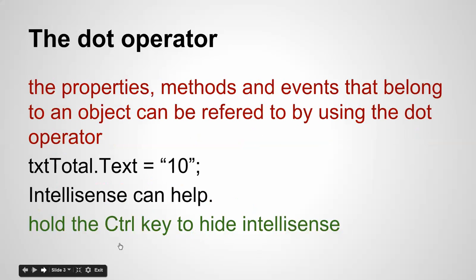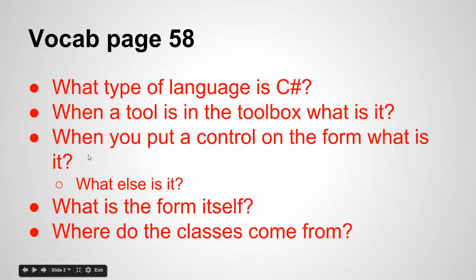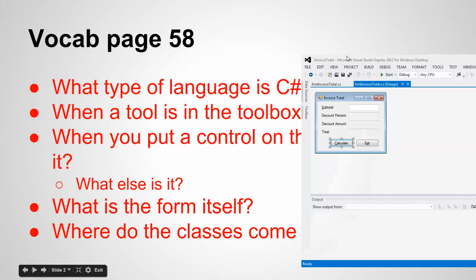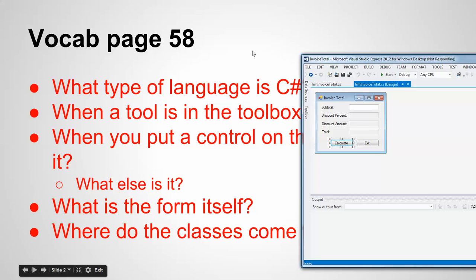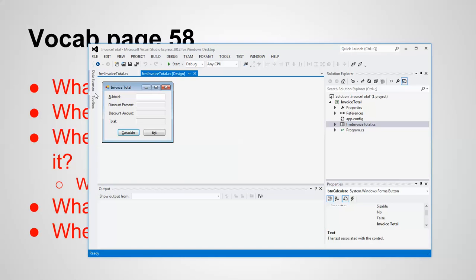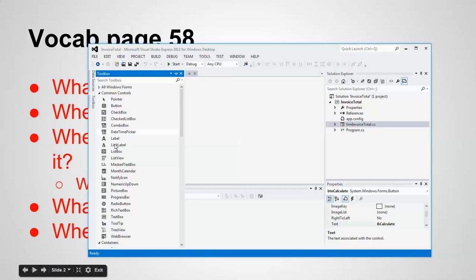Okay, we're going to talk about the dot operator, but actually I'm going to go back and answer these questions. What type of language is C#? It's an object-oriented programming language. When a tool is in the toolbox, what is it? Well, if you look over here, if I go in the toolbox, what are these things? These are our classes. These are different classes that are available to us.